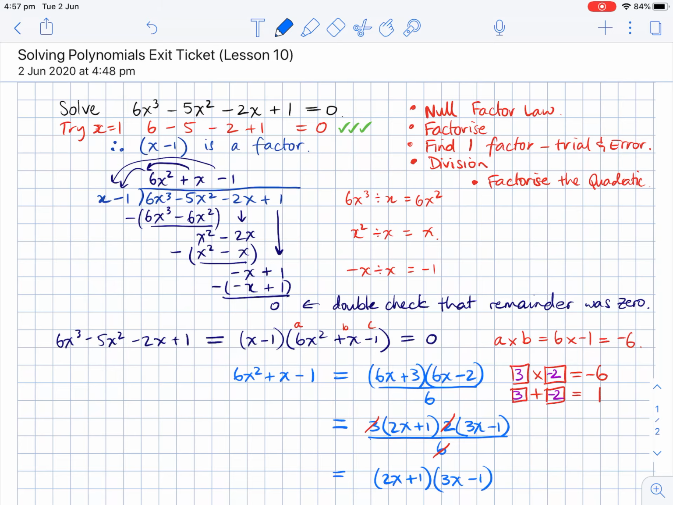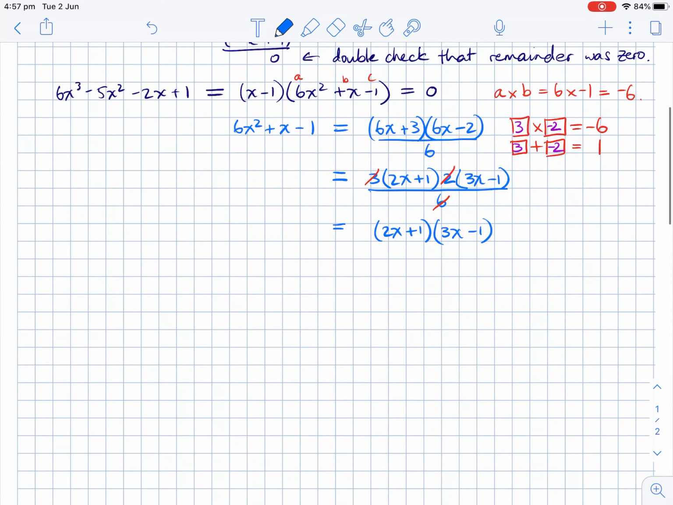Cool, so let's move on to my expression above. And so we can say now, all right, we were up to x minus 1 times 6x squared plus x minus 1. That's where I was up to. I can now actually rewrite that as x minus 1 times 2x plus 1 times 3x minus 1. And the whole thing is equal to 0. So my next step is to solve this using the null factor law.